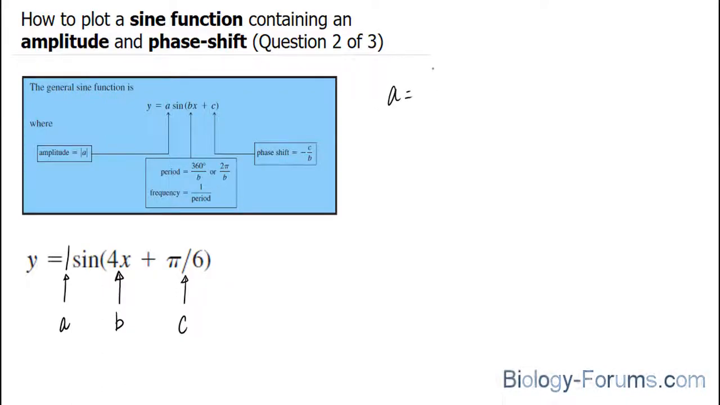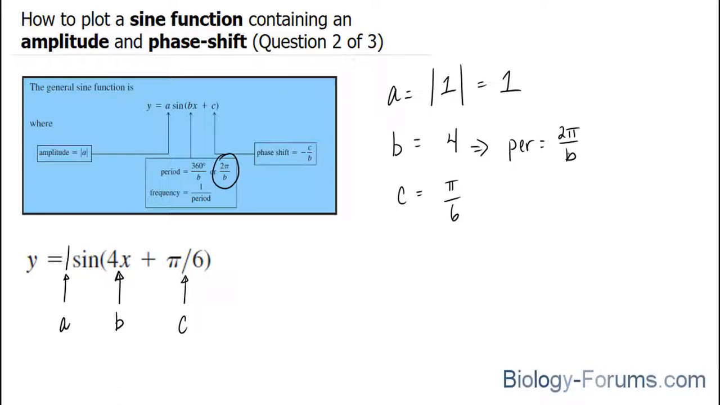So let's write out everything we know. We know that the amplitude, and these two lines here represent the absolute, the amplitude is 1, and you always take the absolute of A. Your B value is 4, and your C value is pi over 6. Now with our B value, we can find our period, a very important feature when it comes to graphing. We will use this formula right here. Period is equal to 2 pi over B.